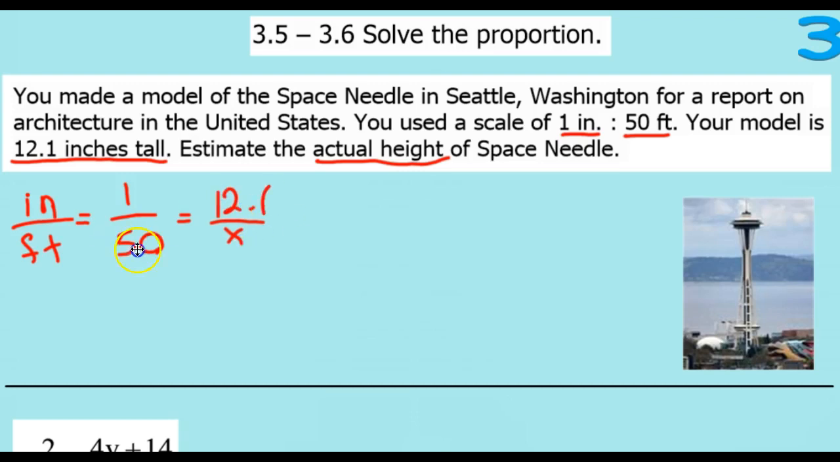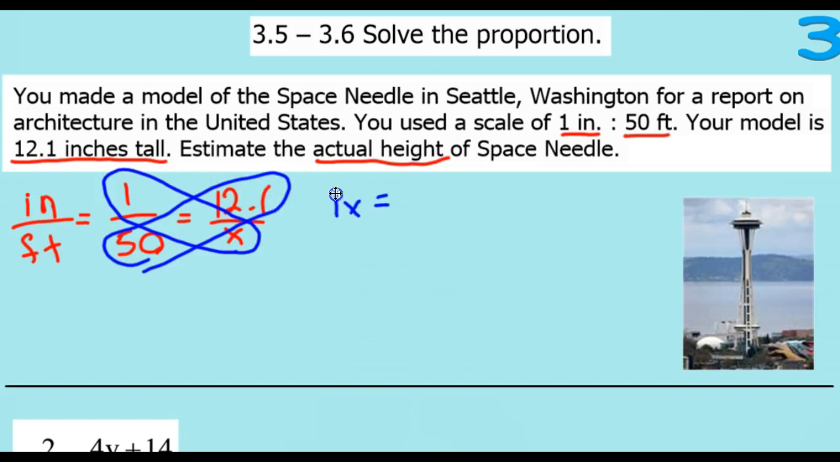Now, to solve this problem, I need to cross multiply. So I'm going to multiply 50 times 12.1 and 1 times x. 1 times x is going to give me 1x. 50 times 12.1 gives me 605. Now I don't need to do anything with this 1x. I can just write x equals 605. And then what we're looking for is the actual height, and the actual height is in feet. So 605 feet tall.